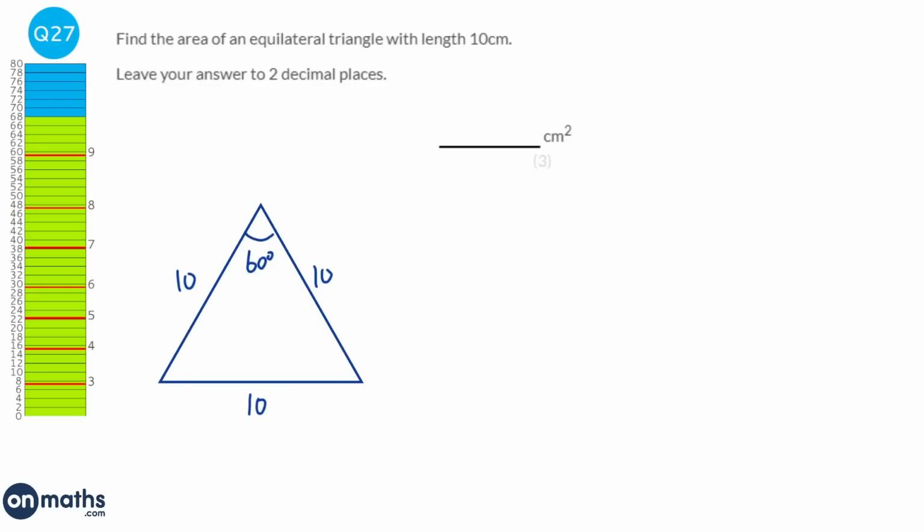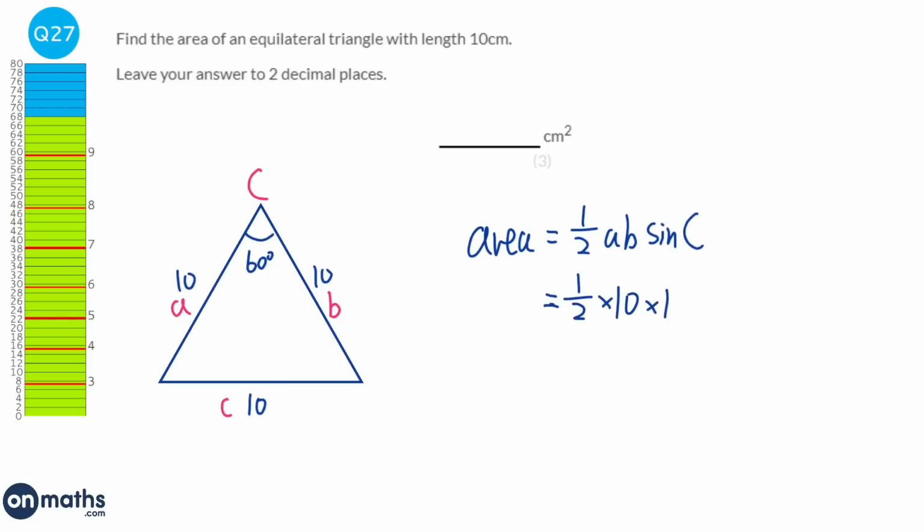And we know that to find the area of a triangle, we can use this formula here, which is half ab sine capital C. And if we have a look at this diagram, we can label the sides. So I'll call this angle C, and little c here, and little a here, and little b here. So let's put that into our formula. Little a is 10, little b is 10, and sine C, which is 60.